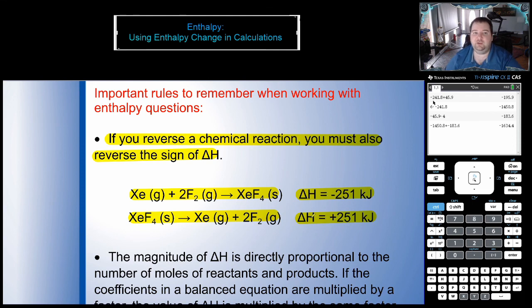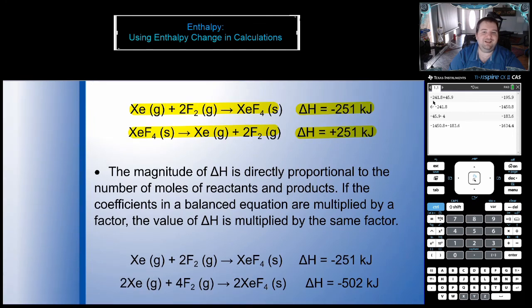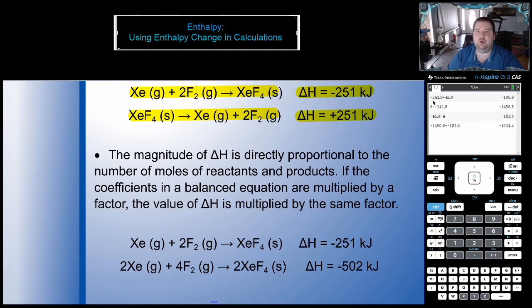Now you're allowed to do this, and there's going to be times when swapping your equation around is going to be really useful, and we'll get into that when we start doing practice problems. The next rule you should know is that the magnitude of delta H is directly proportional to the number of moles of the reactants and products. Okay? So if the coefficients in a balanced equation are multiplied by some factor, then the value of delta H has to also be multiplied by that factor.